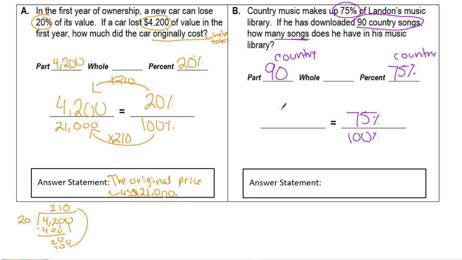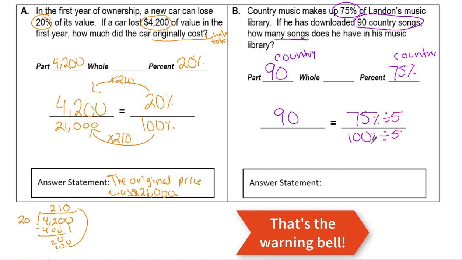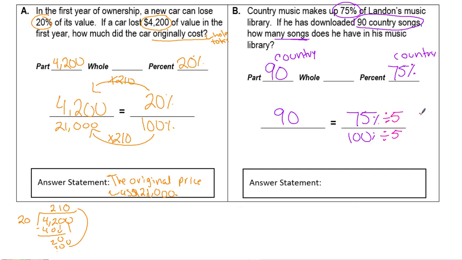So I set up my proportion. Percent always out of 100 and 90. And now I try to find a scale factor. 75 divided by what gives me 90? Well, nothing. That means that I have to simplify. And I am going to simplify dividing this by 5, because 5 goes into 100 and 75. So 75 divided by 5 gives me 15. And 100 divided by 5 gives us 20. Now, 15 times what gives me 90? Well, times 6. And 20 times 6 gives me 120. So Landon has 120 songs in total.